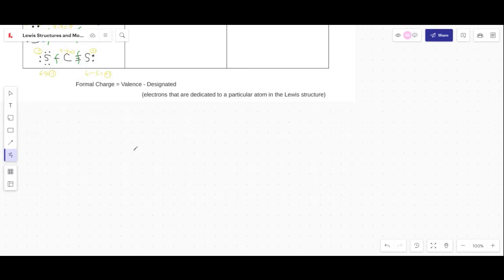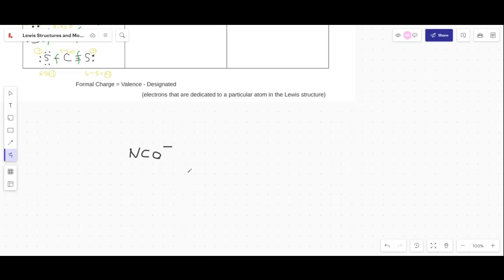The example that I'm going to do is SCN, or NCO. That's a good one. I like that one too. I'm going to actually do this. There we go. So there's an NCO minus ion.